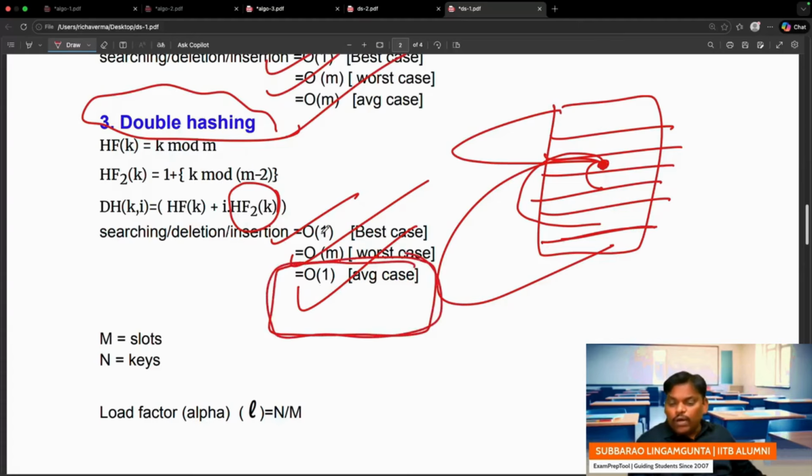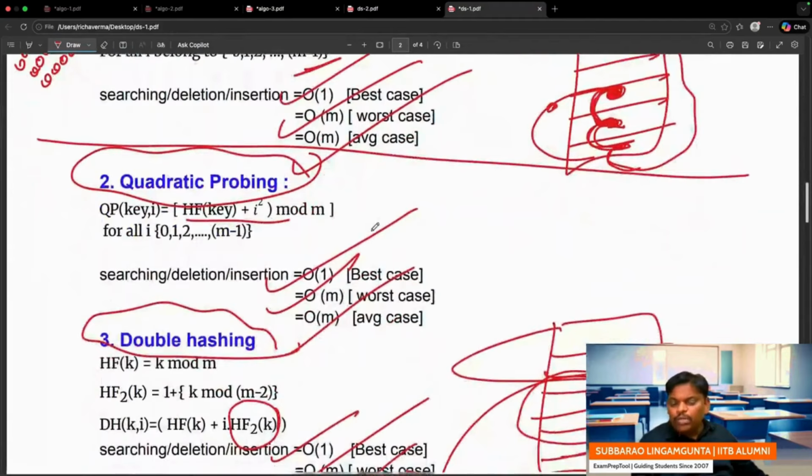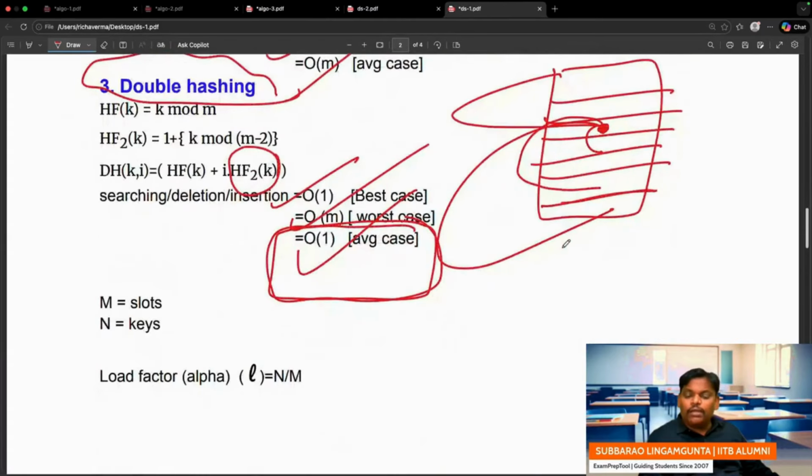Compared to linear probing, quadratic probing is a little improved, not fully. Here the constant factor improved. But with double hashing the average improved, and it became order of 1.